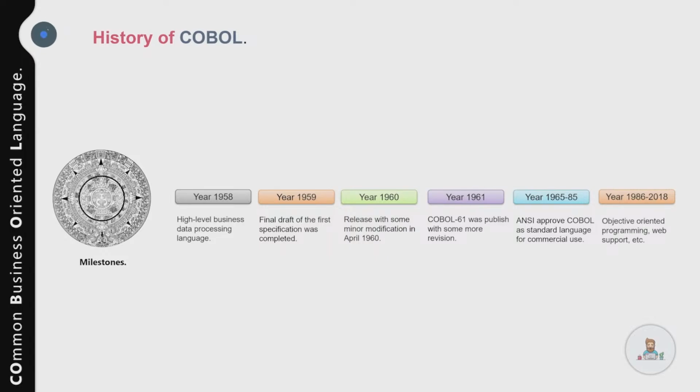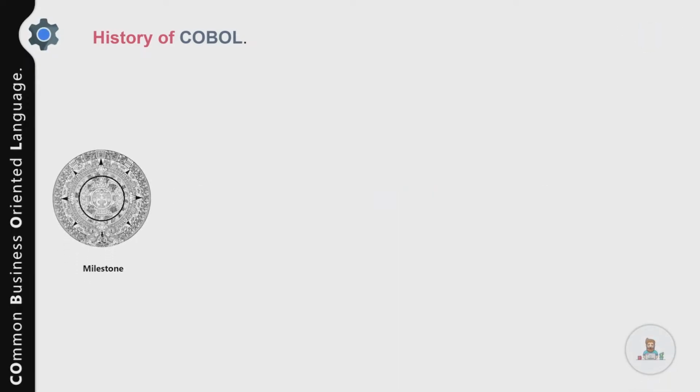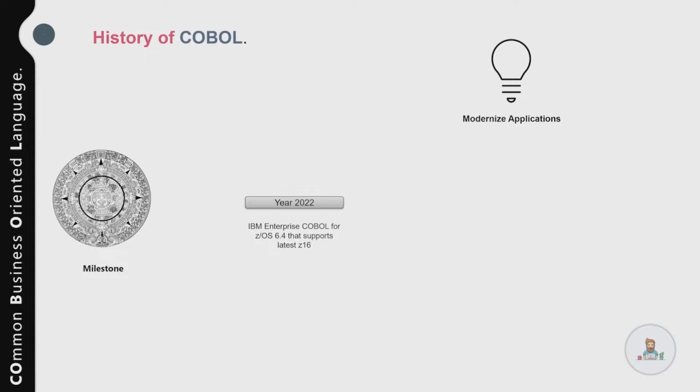Now let's talk about the latest version of the COBOL compiler, which is available as of May 2022. The latest version of IBM Enterprise COBOL for z/OS is 6.4, which supports the latest z16 architecture. Enterprise COBOL 6.4 delivers modernization features that improve developer productivity, in addition to the performance, modularity, and maintainability of your code. It also reduces the operating cost.